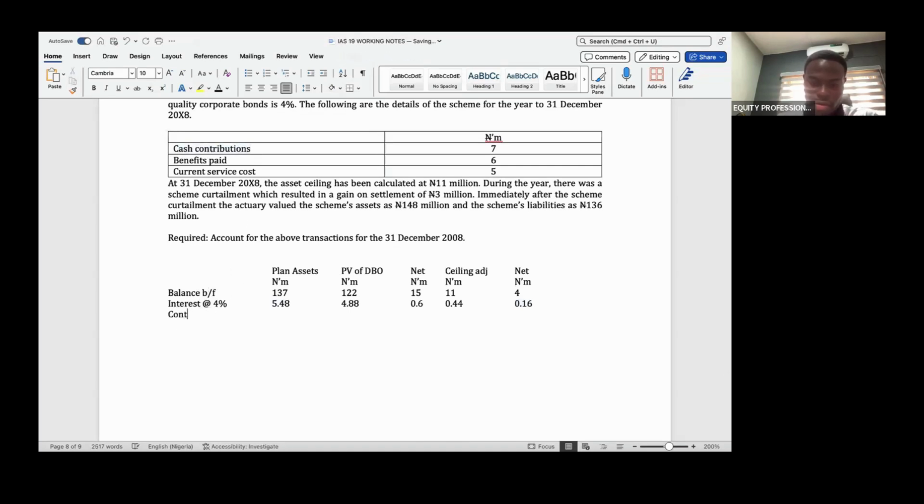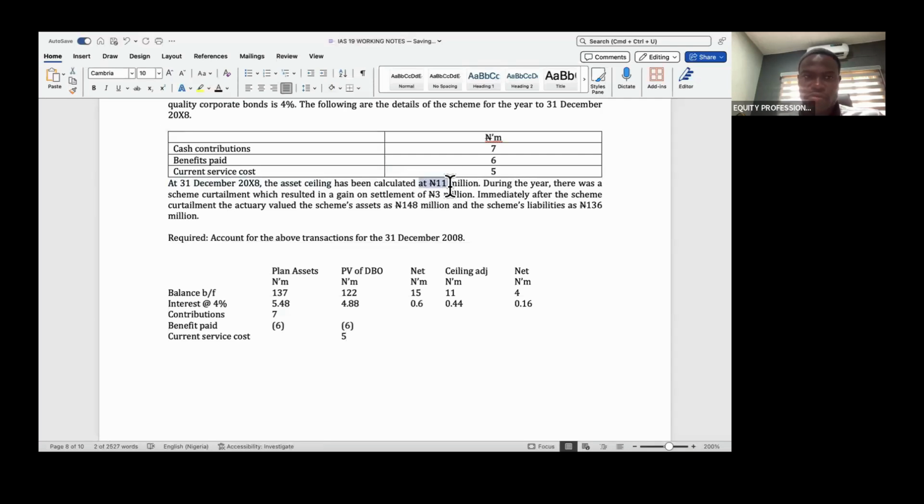Contributions. My contributions go to my plan assets. My benefits paid, like what Charity always says, remove from both. So let's remove from both. Then we have current service costs. We'll add it to obligation. We add it to obligation. And at the end of the year now, they say asset ceiling is 11. I'll come back to this.